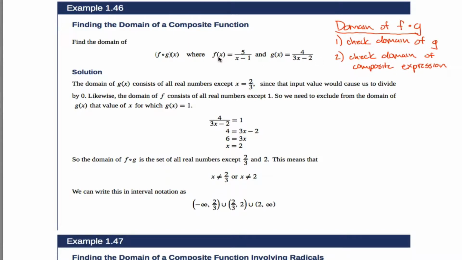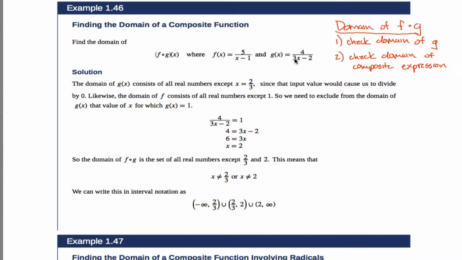And what I mean by that is, well, I'll show you what I mean by that. So we're asked to find the domain of f of g of x. The first thing I'm going to do is check the domain of g of x. So I'm staring at this thing right here, g of x. There's no square root signs or any even roots, so I don't have to worry about taking the square root of a negative number. But I do have to worry about dividing by 0.